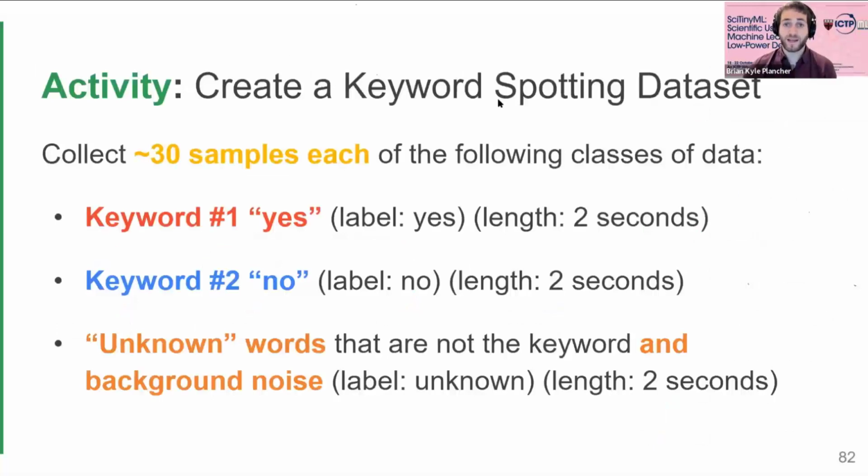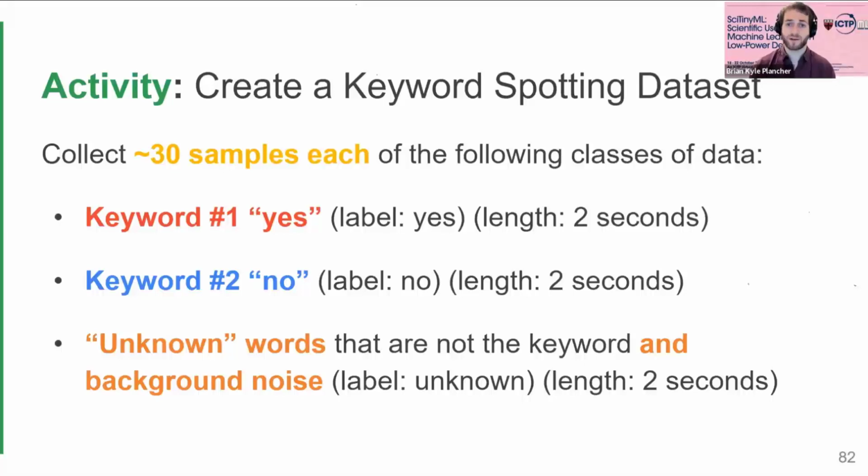So what we're going to do today, I'm going to walk you through the steps, and then you're going to go do this, but I just want to tell you where we're going. You're going to collect probably about 30 samples of 2 keywords. I'm suggesting yes and no, but again, you can do whatever 2 keywords you want. Also, you're going to want to collect 30-ish or more samples of some unknown words or background noise or static or whatnot. This is really important.